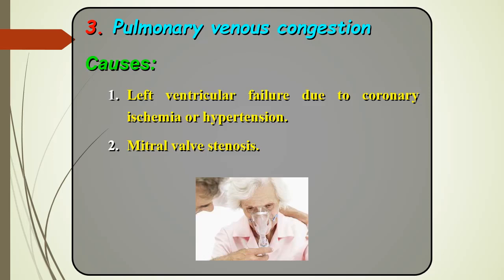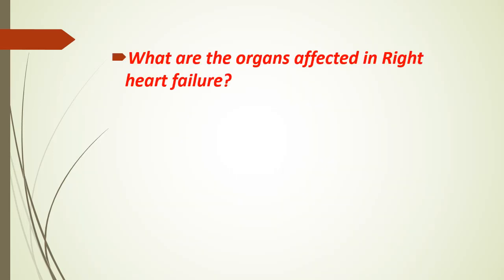So this is the effect of the blood accumulation in the pulmonary veins and their tributaries within the lung. In case of the pulmonary venous congestion, the clinical signs will be orthopnea or dyspnea, which is difficulty of breathing.